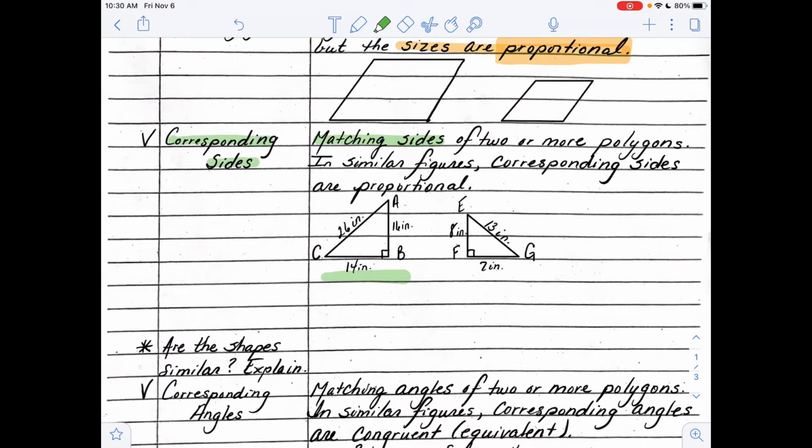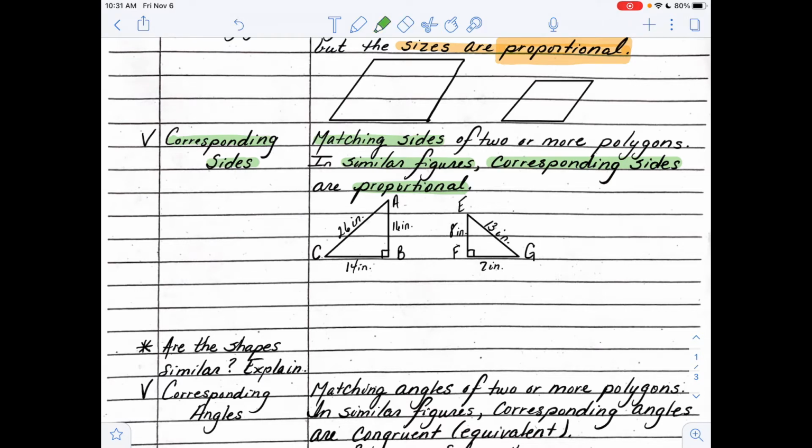So they're matching sides. And if they really are similar figures, meaning they're the exact same shape, just different sizes, well then the corresponding sides will be proportional. So let me give you an example. Here I've got two triangles. They're not facing the same direction, and they're definitely not the same size.